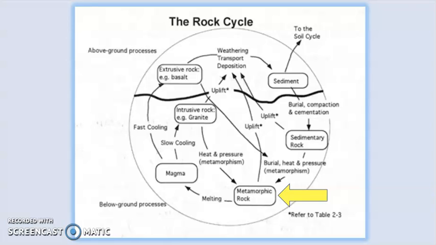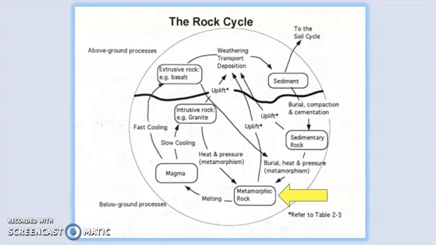So any type of rock can become a metamorphic rock. And metamorphic rocks are formed without melting, because if they melt, then it becomes magma, and metamorphic rock formation only refers to the alteration of rocks that takes place before complete melting.